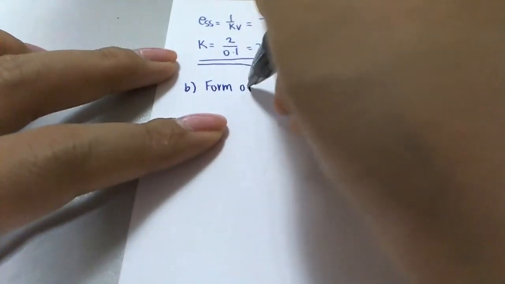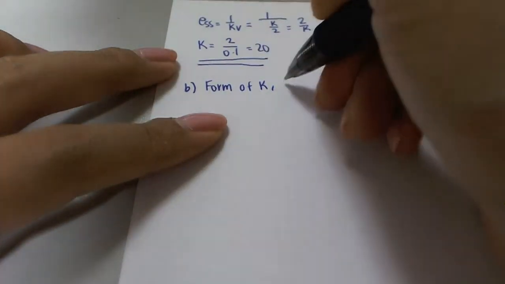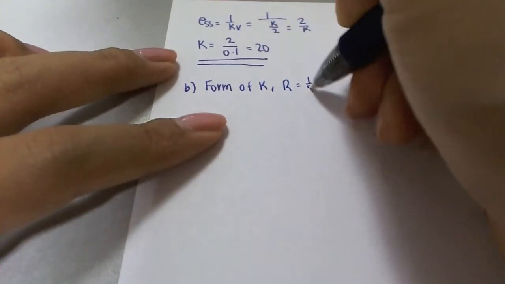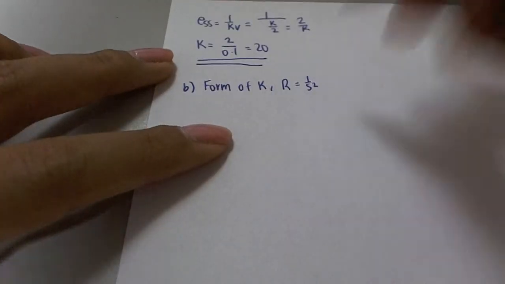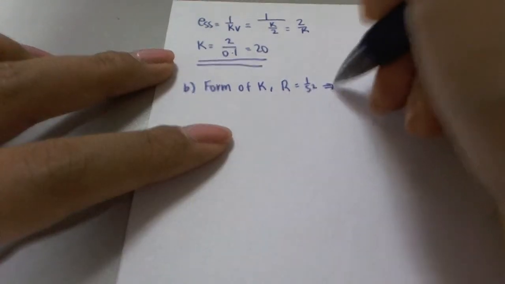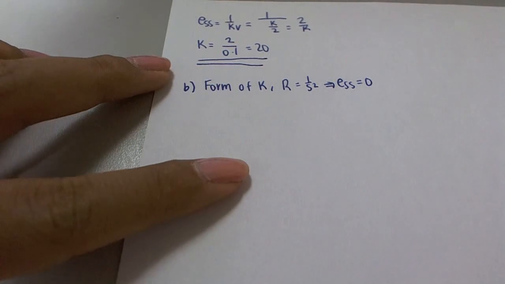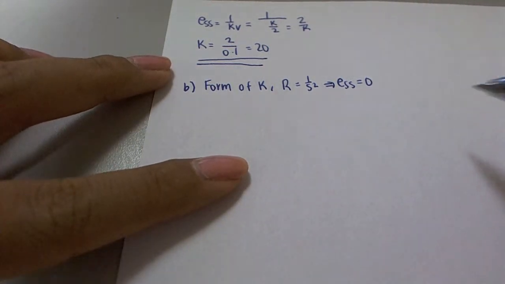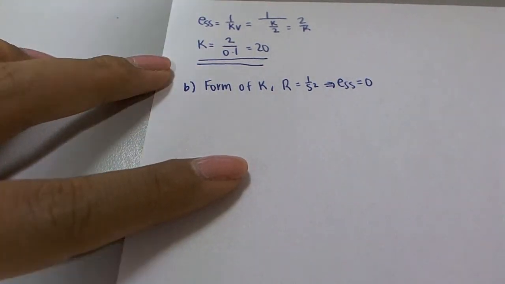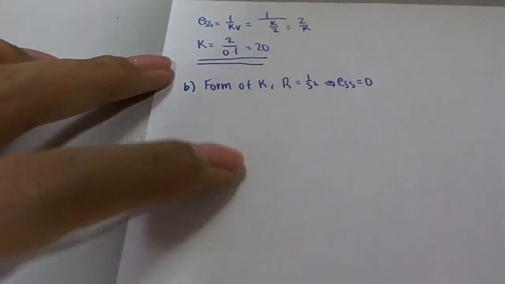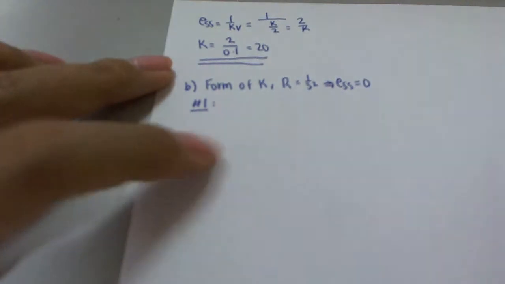So the second part of the question is asking the form of K such that for a reference input of a unit ramp, we get steady state error 0. So similarly, we can solve this problem using both the traditional and the express method, I would say. So I'll start with the traditional method.